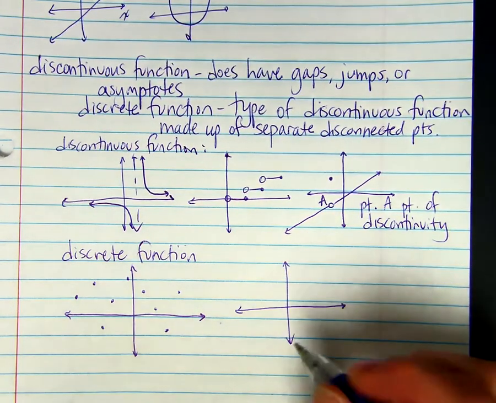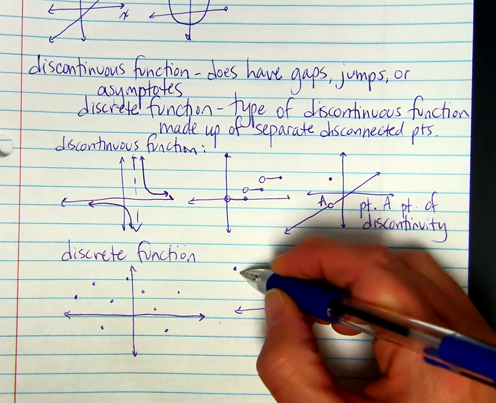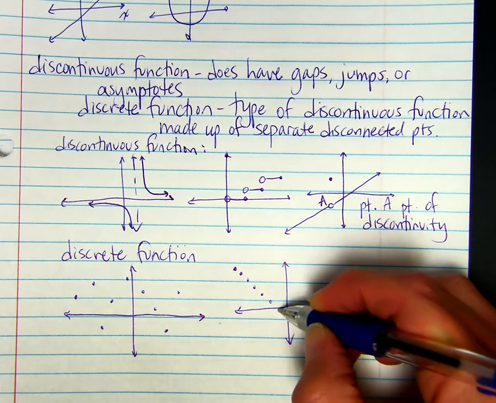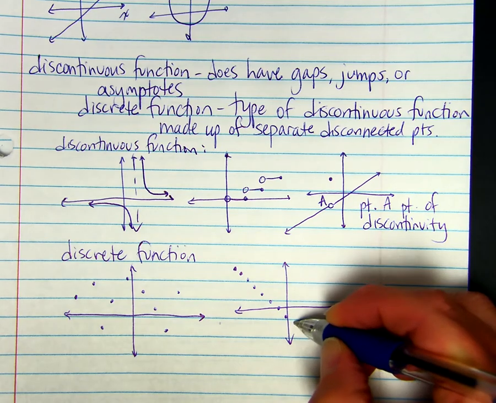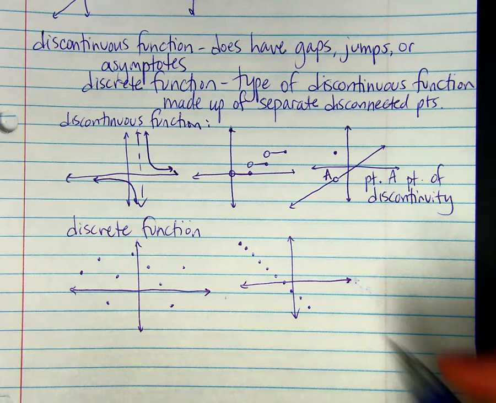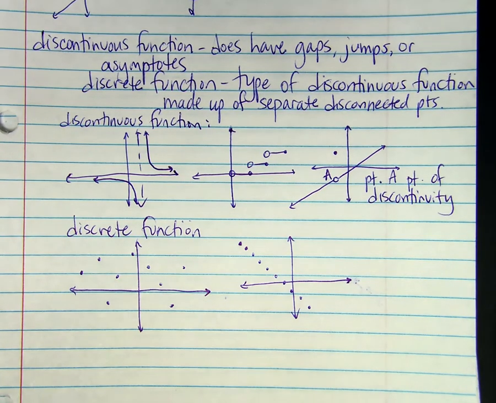Here's another example of a discrete function. So even though they are lining up, you still have to pick up your pen every time you draw, and you have disconnected points.